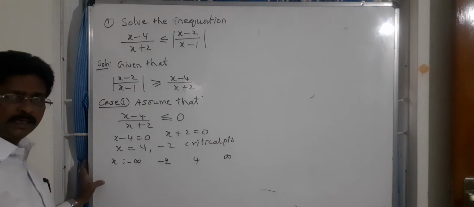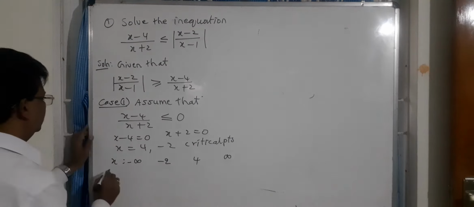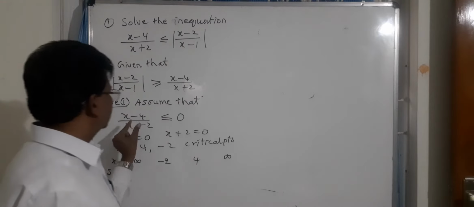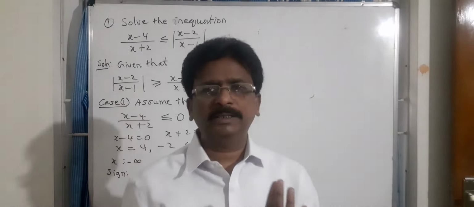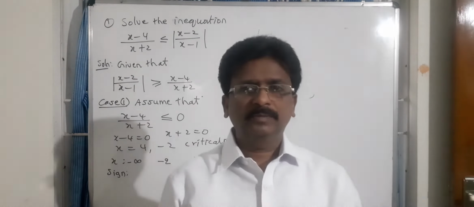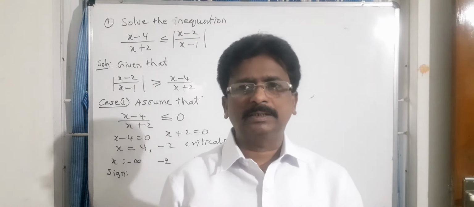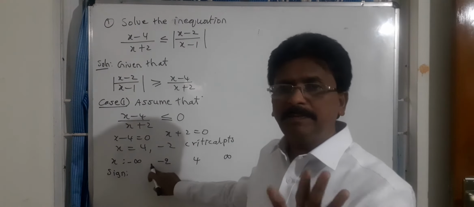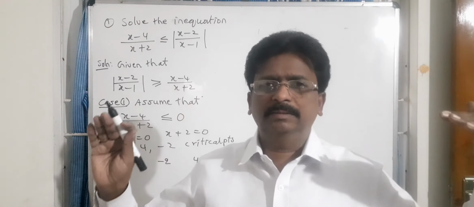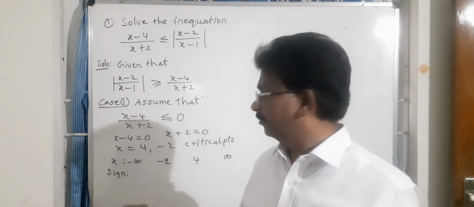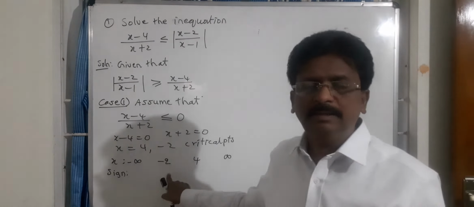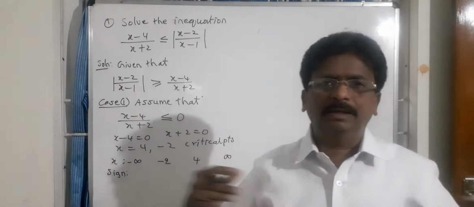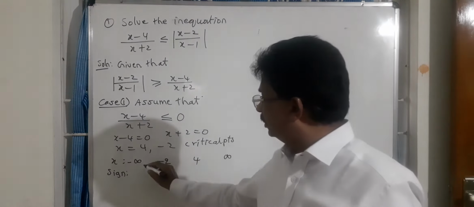Now here let us write the sign of the expression, this expression sign only let us collect. How to decide the sign of (x minus 4) by (x plus 2)? Sign means negative number or positive number. So this gap represents all the numbers between minus infinity and -2. This gap represents all the numbers between -2 and 4. This is 4 and infinity, all the numbers.